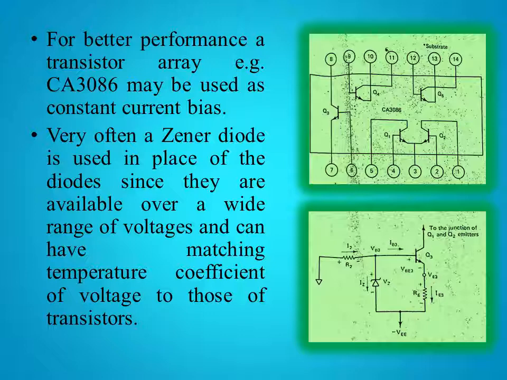The reason why we are studying it is that we want to provide a constant current to the differential amplifier circuit so that it may have a stable operating point and may work properly. So all these constant current biases have been studied because of this.